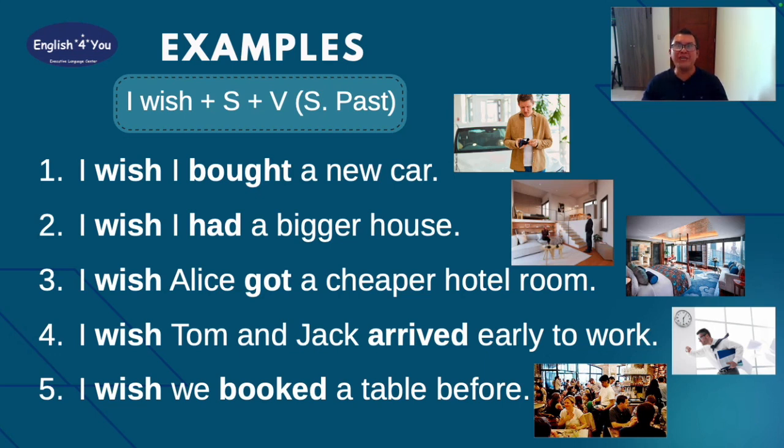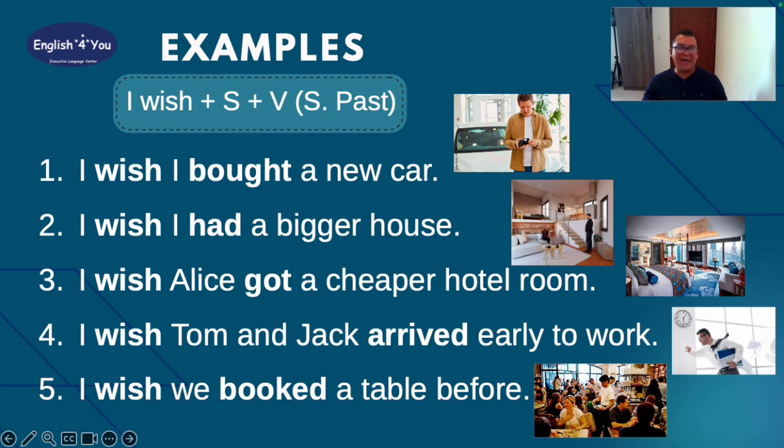So what's the wish now? The wish is, I wish another person, in this case Alice, because if you remember the formula, guys, or the structure, this subject can be a person, an animal, an object, you name it. So in this case, I wish Alice got a cheaper hotel room.